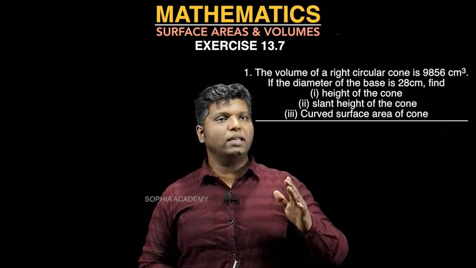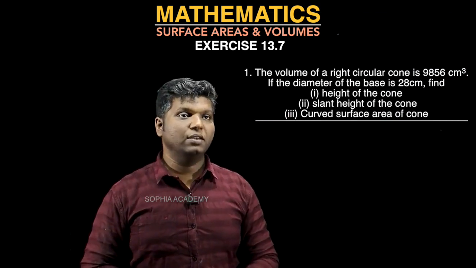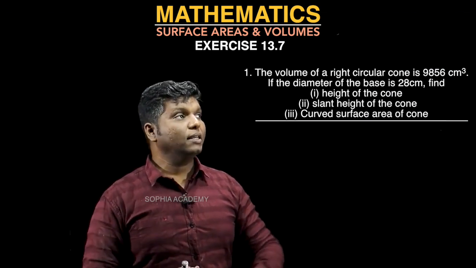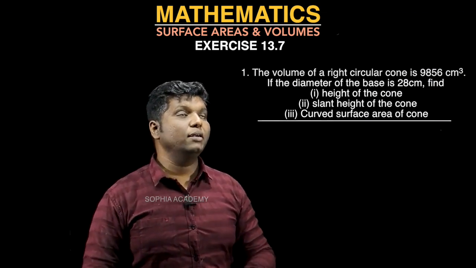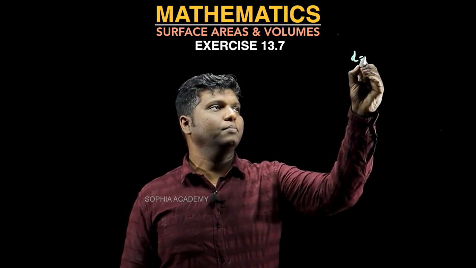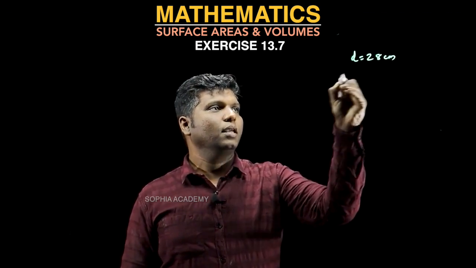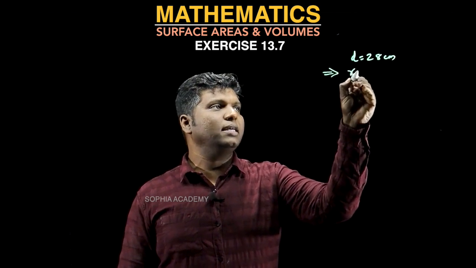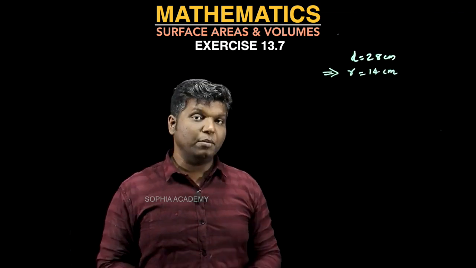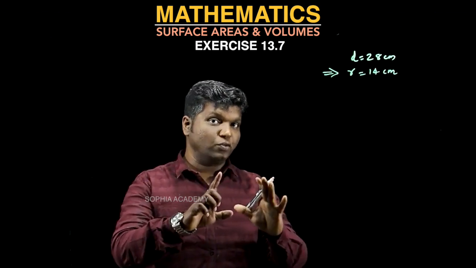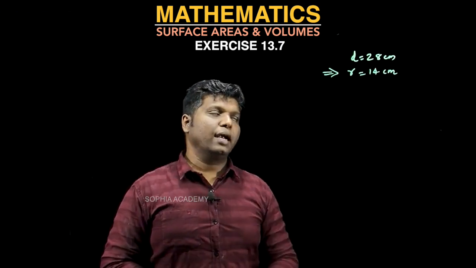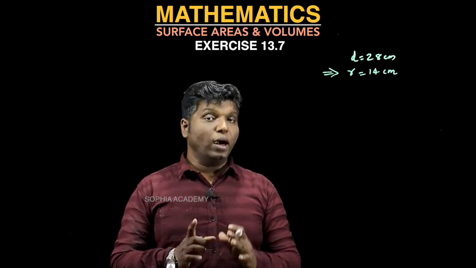So one by one, what is given first? The volume of the cone is given, 9,856 centimeter cube. Second thing, the diameter is given. So we will write here, diameter D is equal to 28 centimeter. This implies radius R is equal to 14 centimeter. Whenever you get the diameter, the next step should be the radius, because we deal with radius only, not diameter. So we made it.